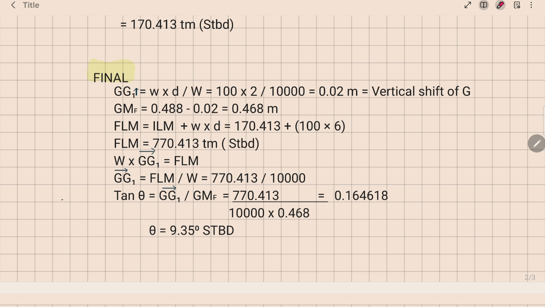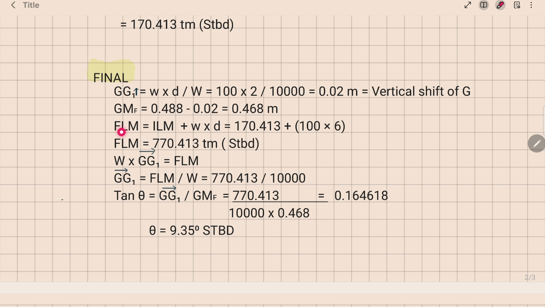FSC has not changed because FSC depends upon FSM and displacement. FSM has not changed because no change in liquids has taken place on the ship. Displacement has not changed. Cargo has only shifted internally. So no change in the FSC. So we can just take the original GM fluid and subtract this GG1, the vertical shift of center of gravity, which is upward. So GM reduces and it becomes 0.468 meters.